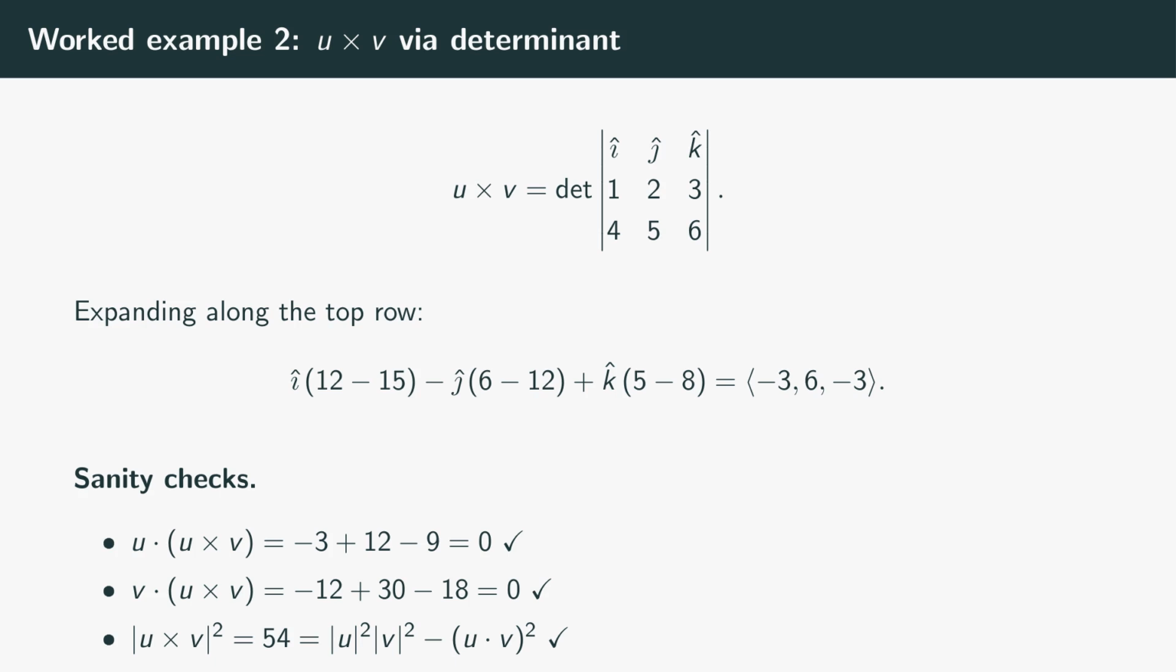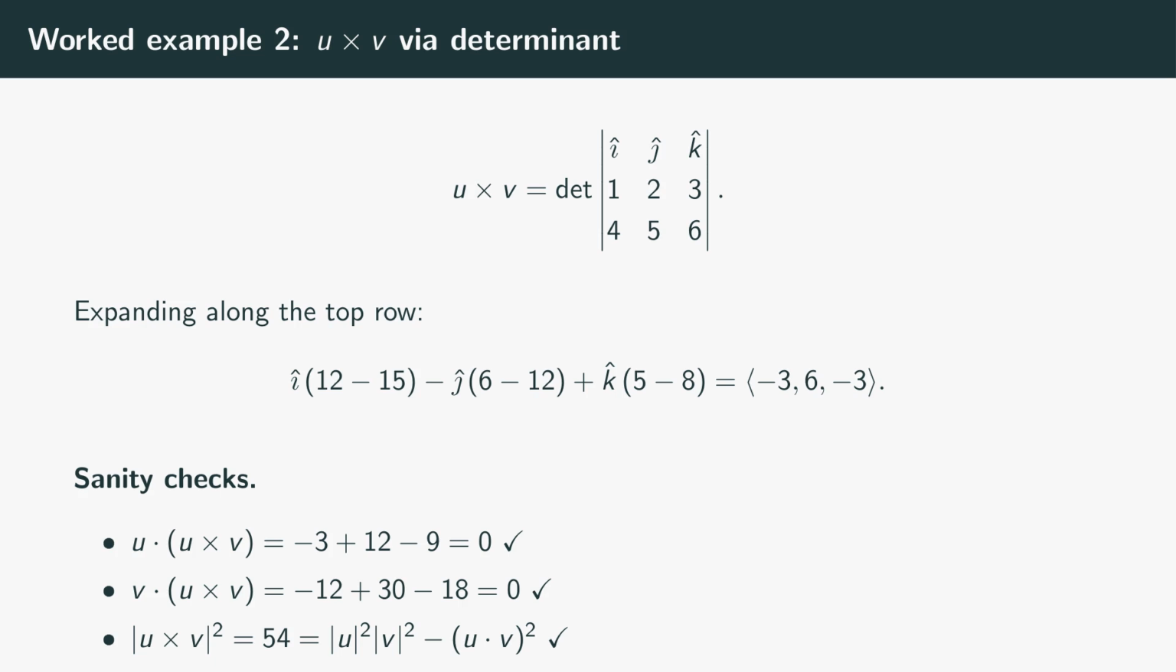Two quick sanity checks that you should do every time you compute a cross product. First, the result must be perpendicular to both inputs. Dot u with u cross v: 1 times negative 3 plus 2 times 6 plus 3 times negative 3 equals negative 3 plus 12 minus 9 equals 0. Good. Now v with u cross v: 4 times negative 3 plus 5 times 6 plus 6 times negative 3 equals negative 12 plus 30 minus 18 equals 0. Also good. Both perpendicularity checks passed, so we didn't blow the determinant signs.